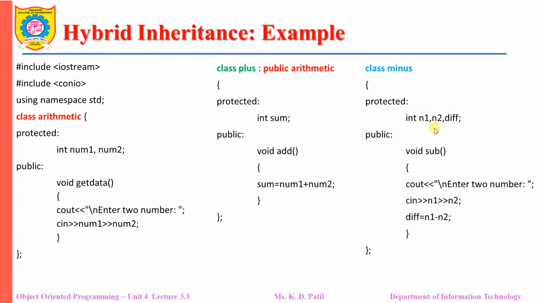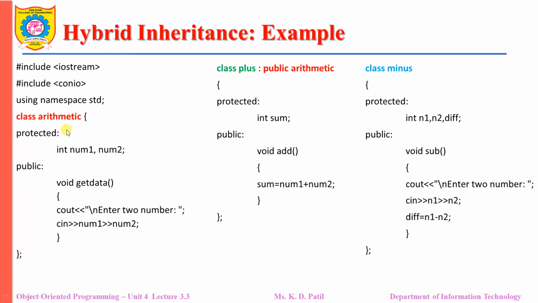which has protected data members n1, n2 and diff, and it has its own member function, that is sub. It accepts the values of num1 and num2, that is n1 and n2, and performs the subtraction operation over here. Okay, so please see the example carefully.